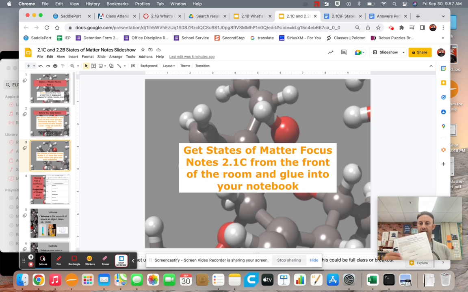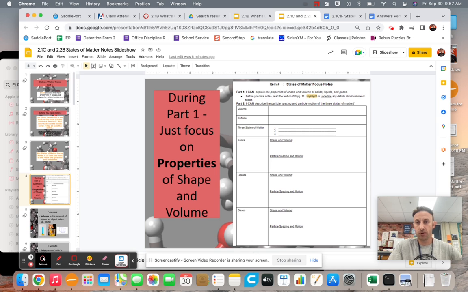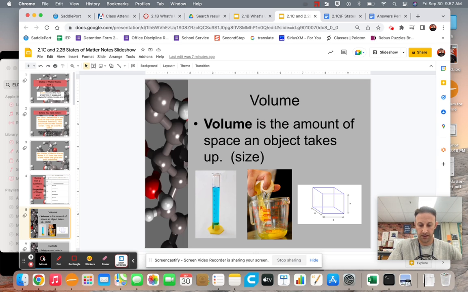Now that we're back, you're going to get this one. It's called 2.1C, States of Matter Focus Notes. The good news is that you're only doing half of this. You're only going to fill out the ideas that are 2.1C, only 2.1C. So here we go. All right.